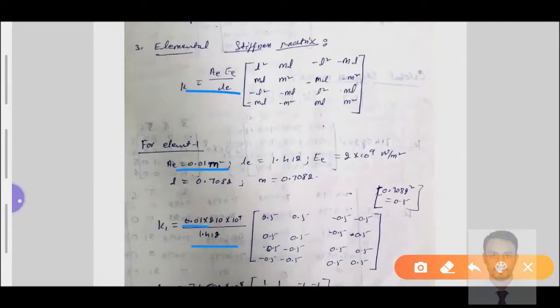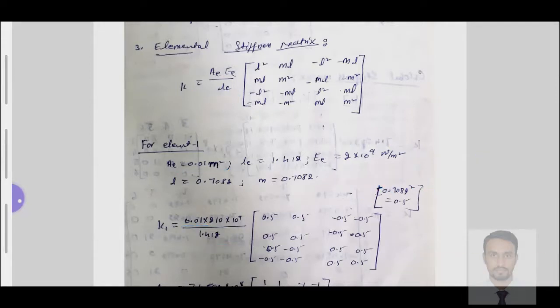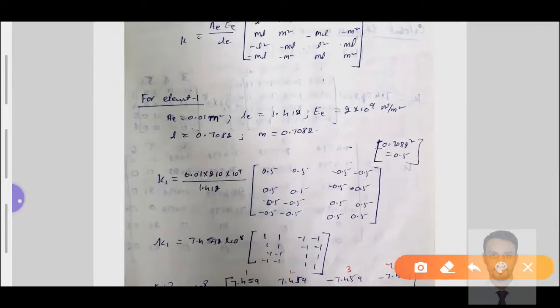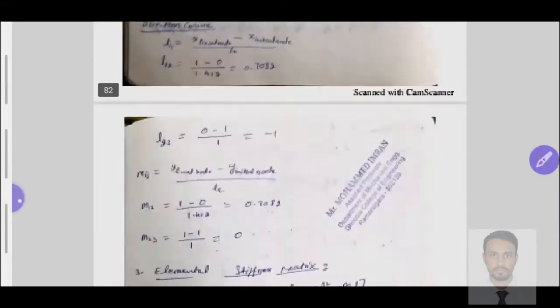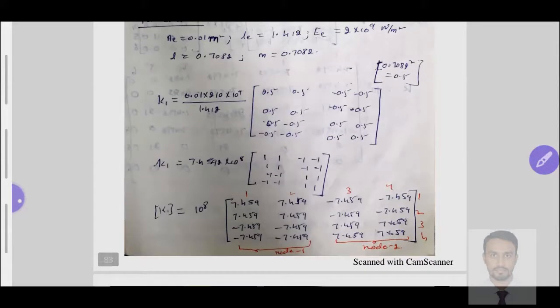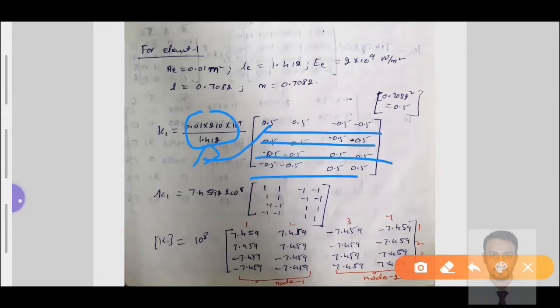We know that area of cross section is 0.01, Young's modulus, mistakenly I have taken 210 into 10 to the power of 9 Newton per meter square. All of you correct this one. Then the value of length, the elemental value, we have found from the table. From this table we have taken this value, that is equal to 1.412. Then calculate this value and I'll take 0.5 common from each row. That value is equal to into 0.5.